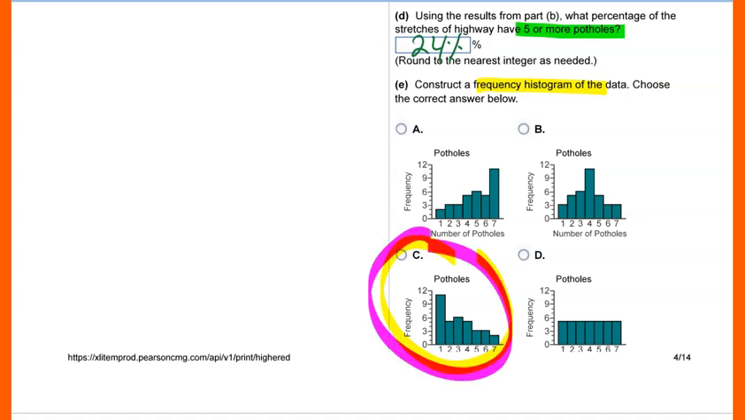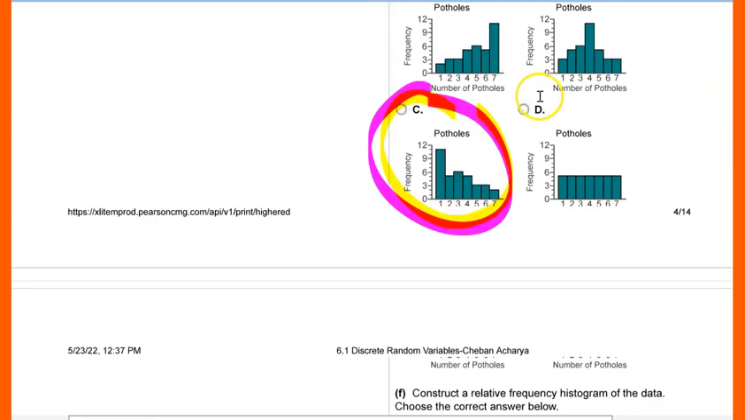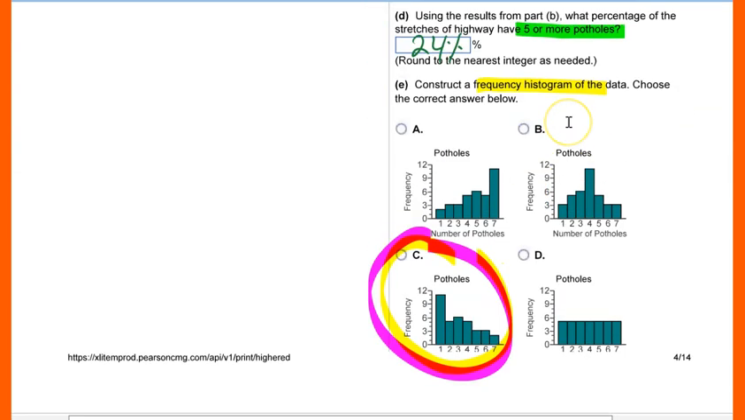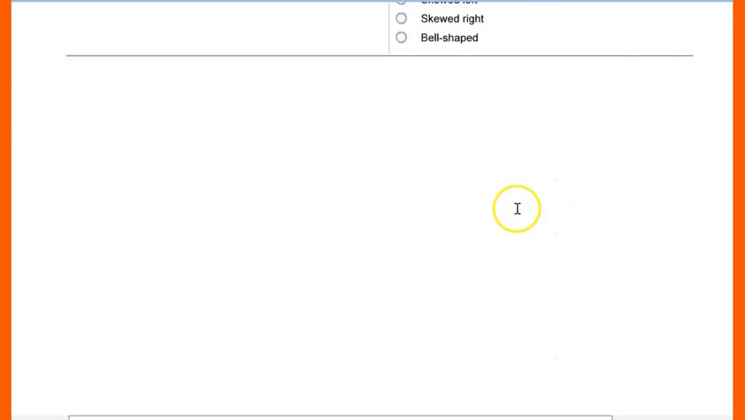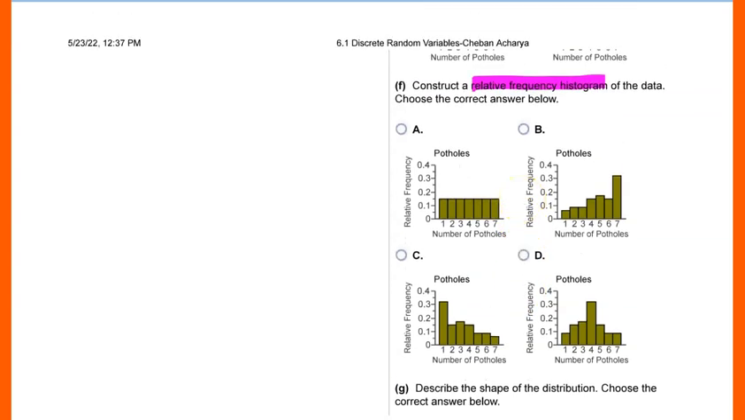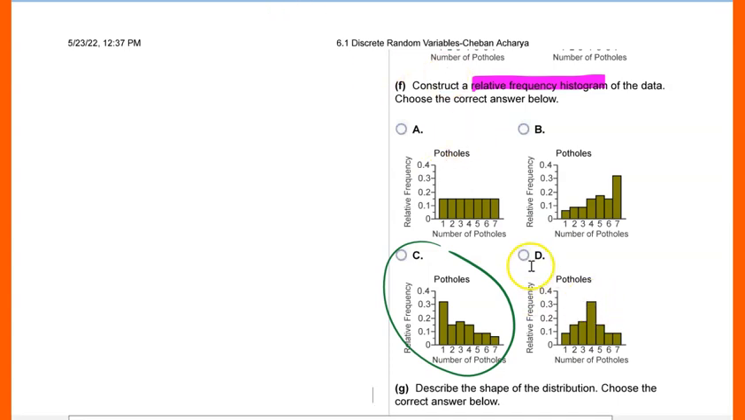Also for E, also for F, consider relative frequency histogram. This is the frequency histogram, other is relative frequency histogram. Exactly similar, and the answer is again going to be C, because the frequency or relative frequency distribution looks similar. Part C, describe the shape of the distribution. Choose the correct answer below. Obviously this is skew right. Okay, skew right.